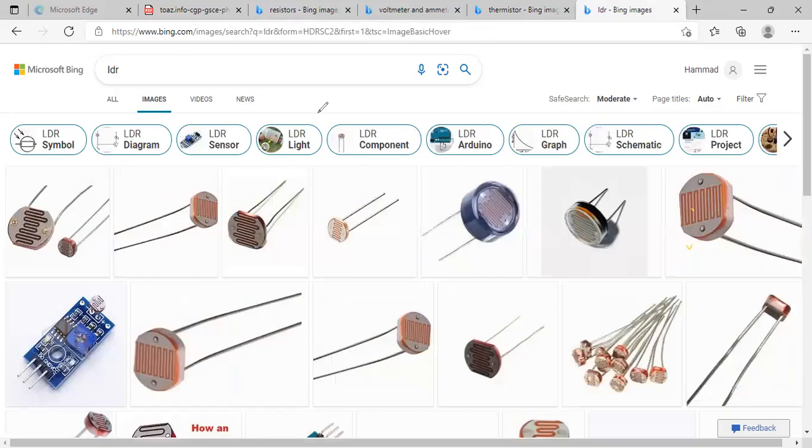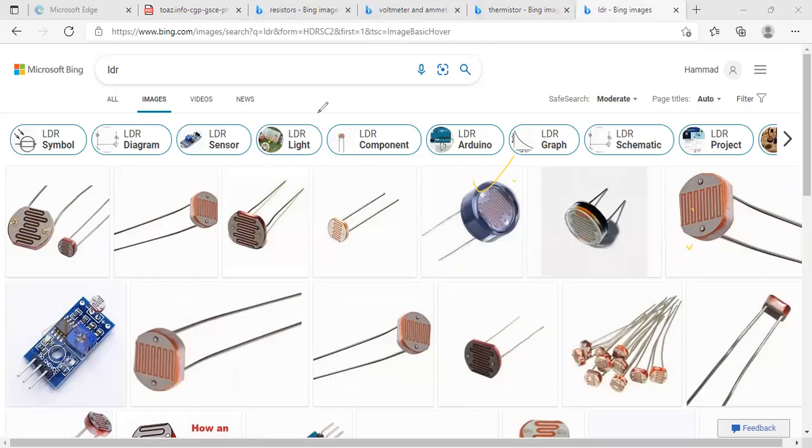And in case of LDR, LDR stands for light dependent resistors, right? If you have more intense light, the value of the resistance of these components will be small. But if you have dim light, the value of resistance will be high. So have you got my point? What does LDR mean?